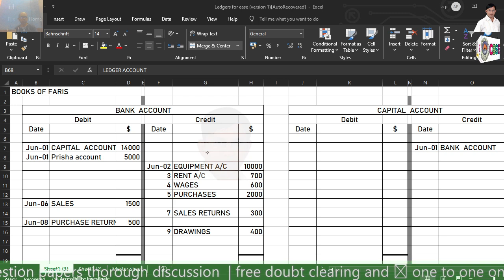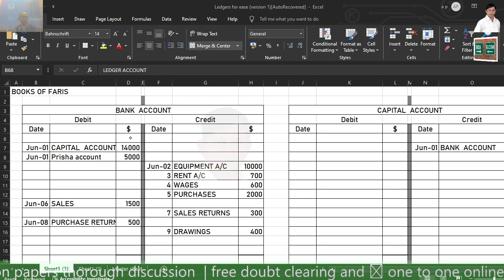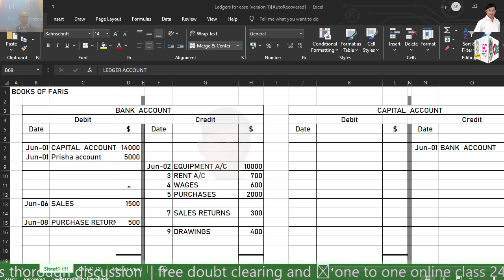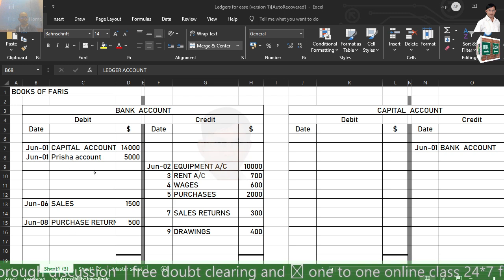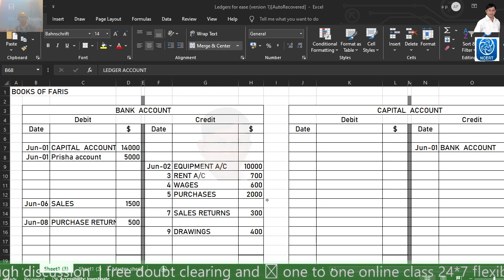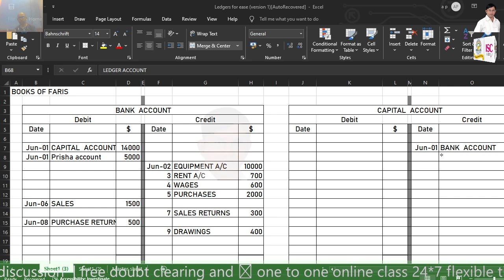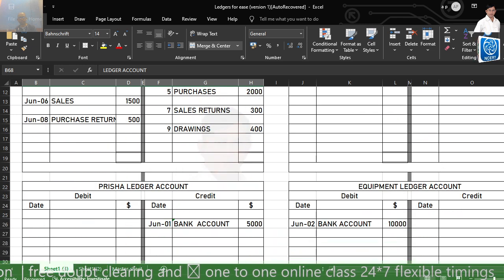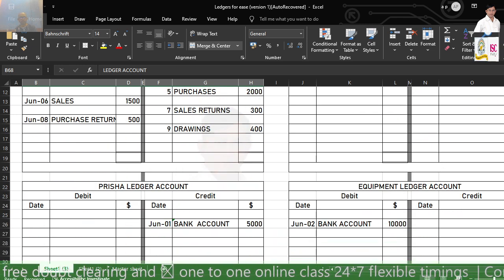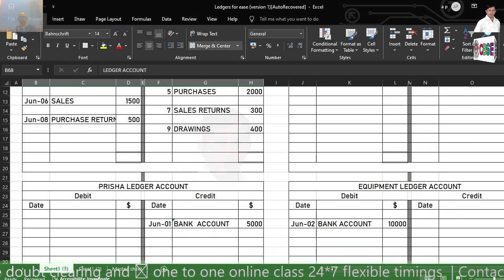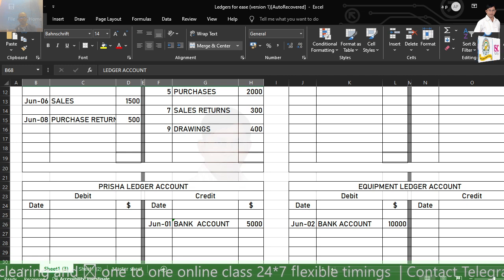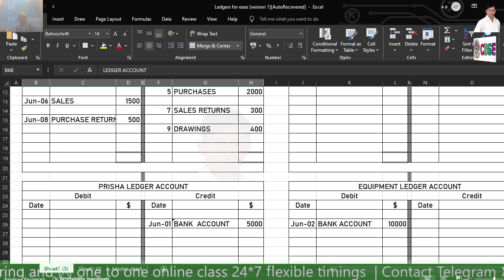So finally, the ledger accounts will appear like this. Bank account, capital account, Prisha's account. Whatever we receive, we have written here. Whatever we have paid, we have written here. Capital account is always credited. Prisha's ledger account, she has given a loan, so her account is credited. Equipment ledger account, it is an asset, it is debited. We have paid by bank, so it is complete.